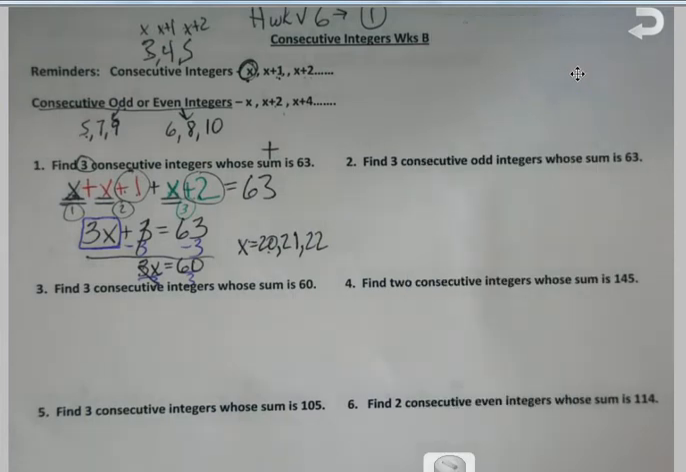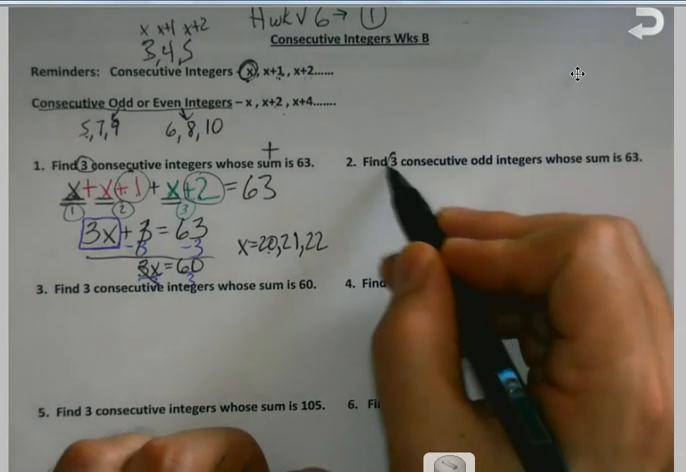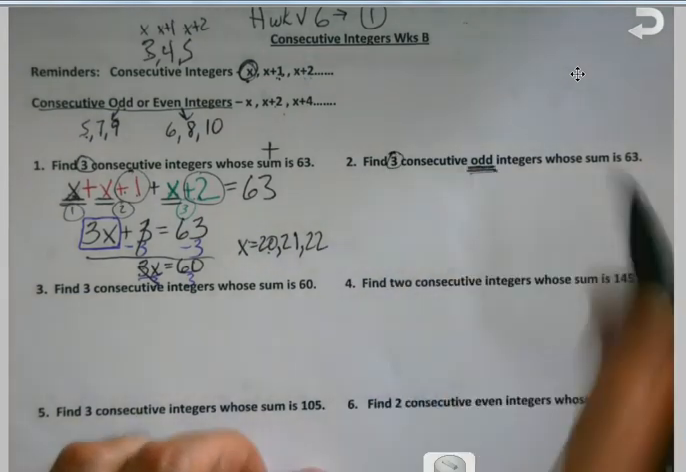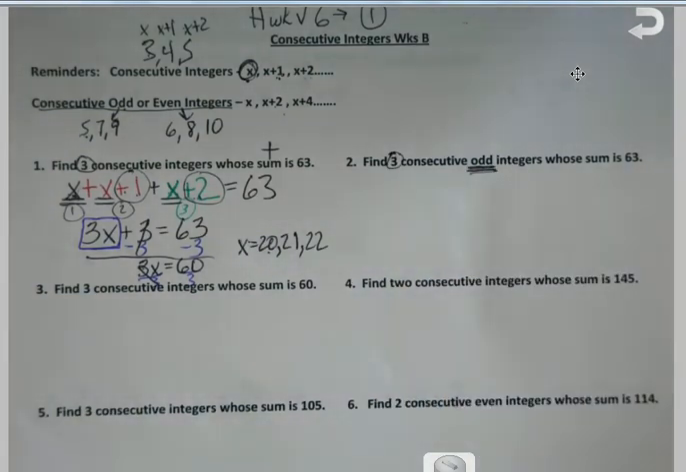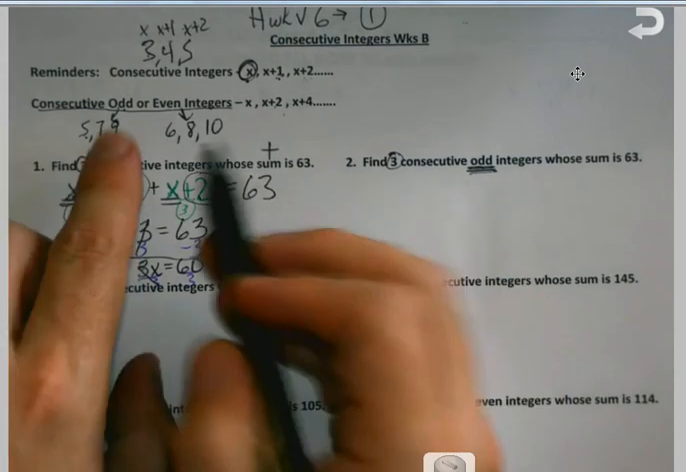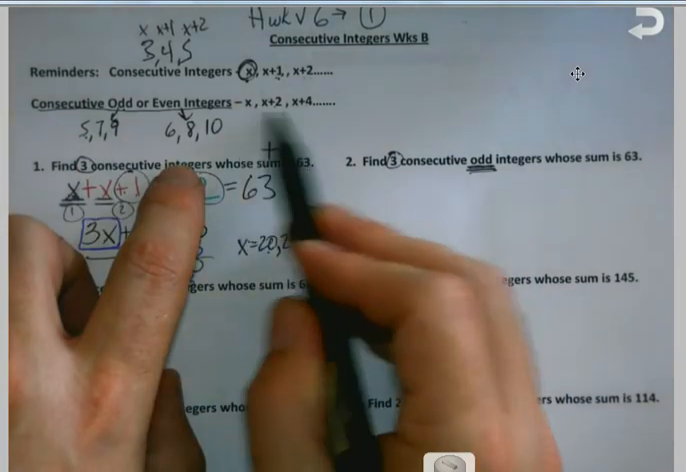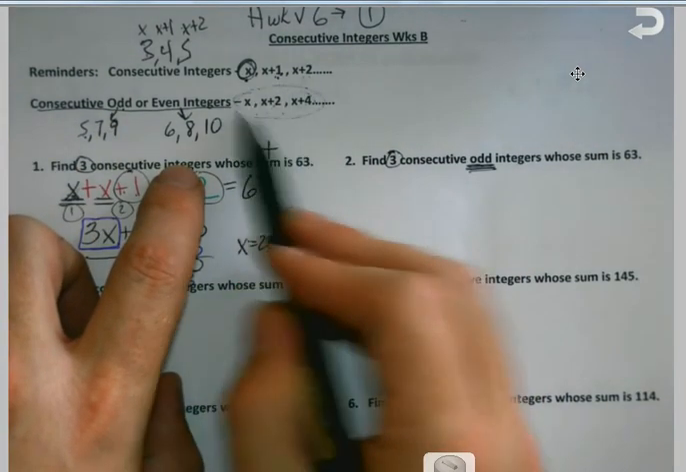So you would use these right here? Yeah. Those every time? Yeah, that's what I'm trying to get across here. The catch is going to be looking to see when there are key words. Like here it says 3 consecutive odd integers. Okay, if it says odd, I'm going to use these.